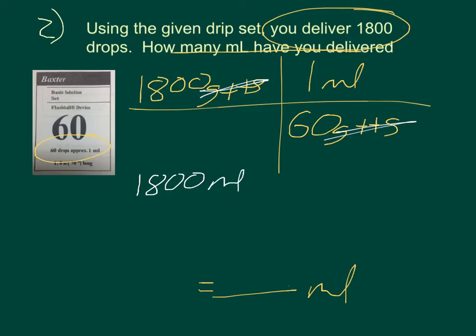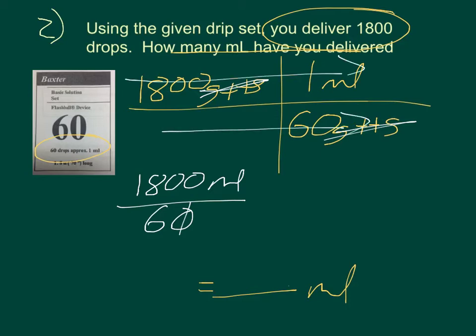And now, if I reduce this problem a little bit so it's easier to read, I have a problem that looks like this. 1,800 milliliters divided by 60. And all I did was multiply across the top, multiply across the bottom. So here's where I can cancel some more. I can cancel zeros, which is basically dividing by 10, here and here. One 0 from the top, one 0 from the bottom. If I rewrite the problem again, now I have 180 milliliters divided by 6. And that's about as far as I can reduce it with zeros.